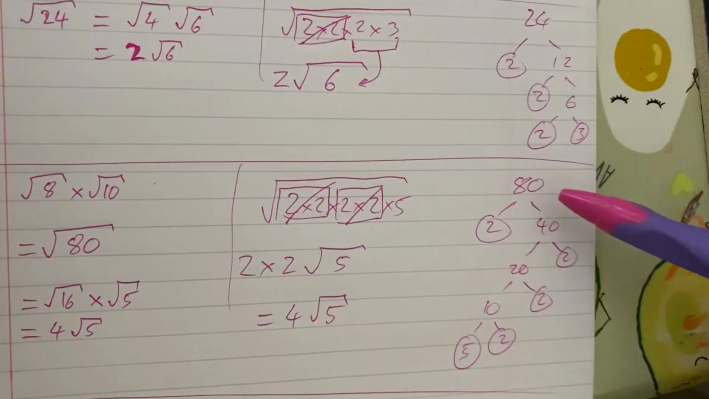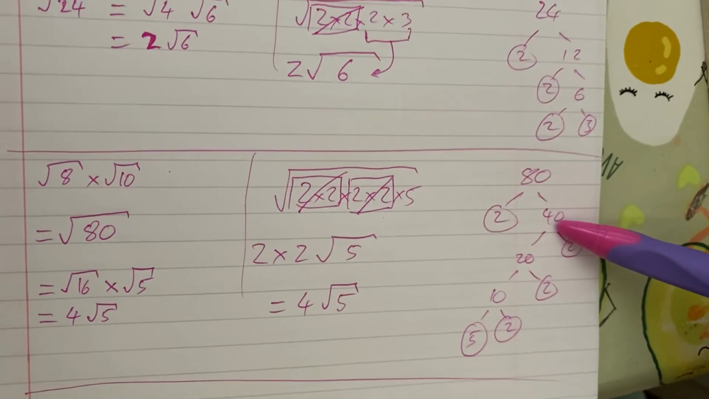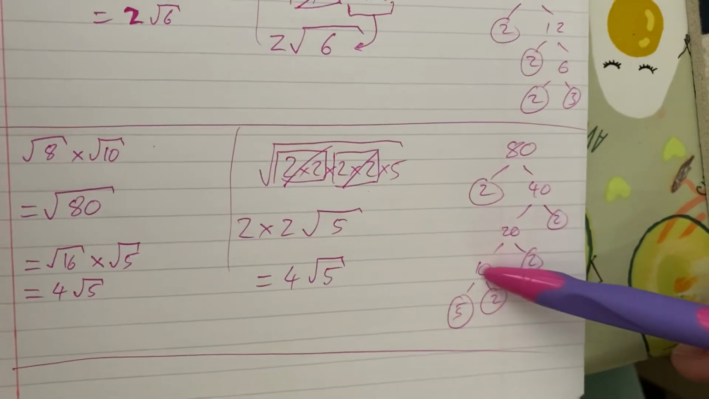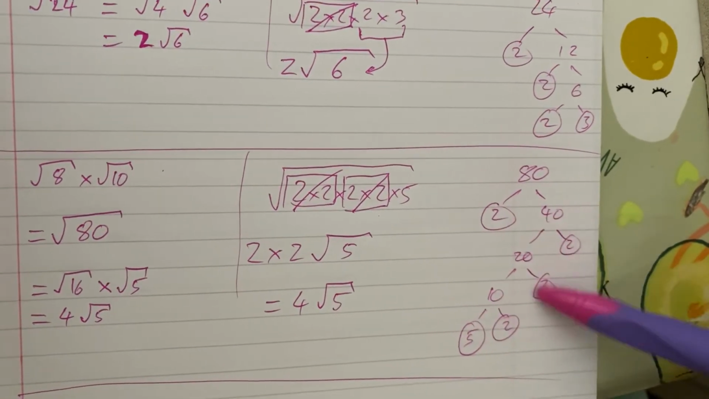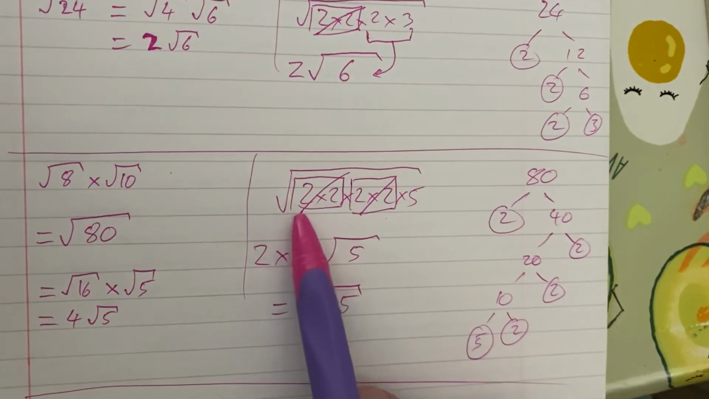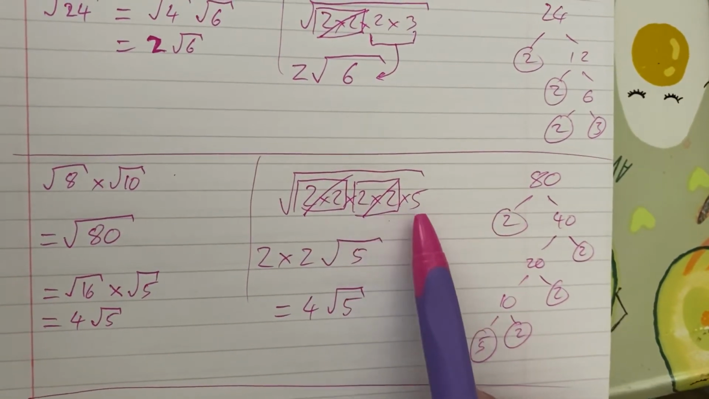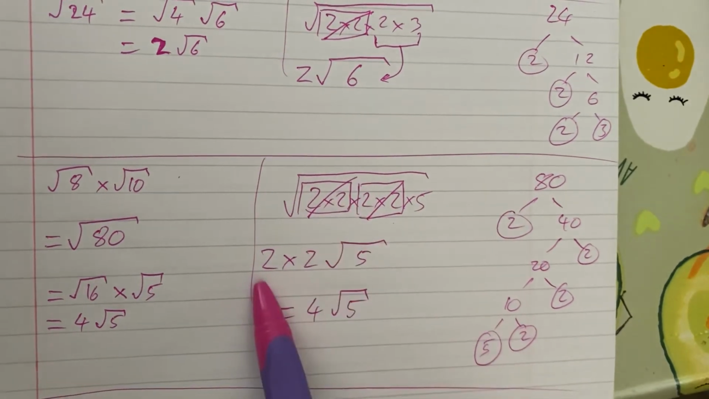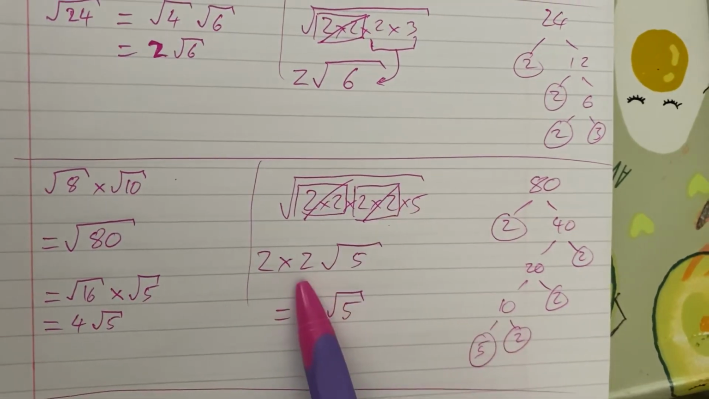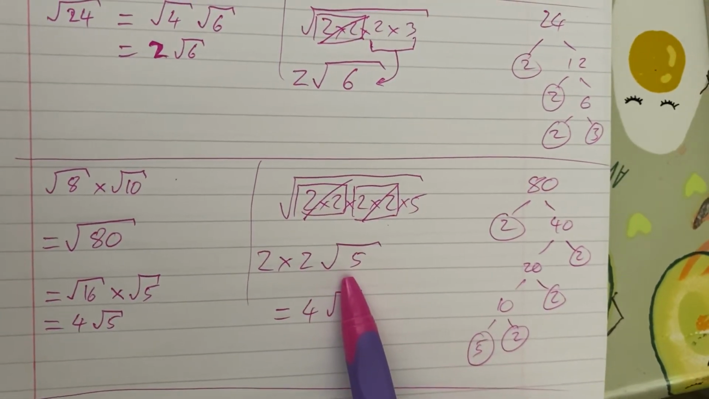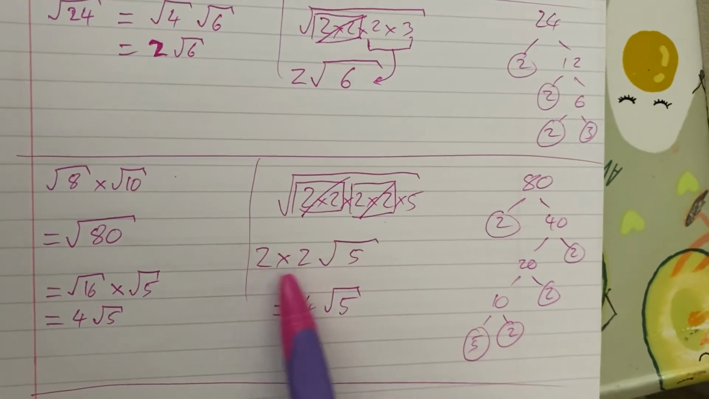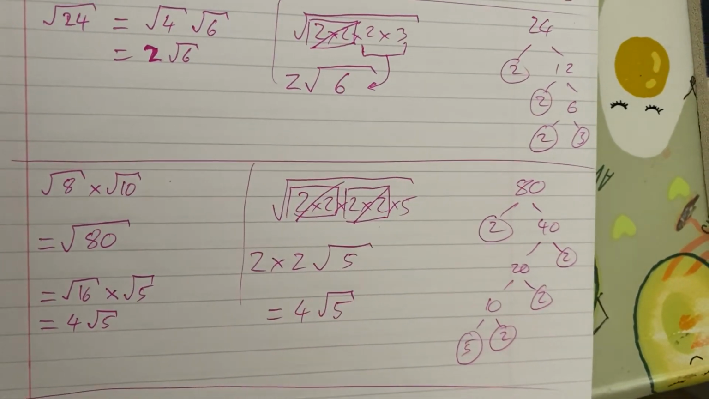Again, we can do it with the root prison. 2 times 40, 2 times 20, 2 times 10, 2 times 5, remembering to circle all the primes. So it's 2 times 2 times 2 times 2 times 5. 2 of them go for it, one of them makes it. 2 of them go for it, one of them makes it. The root 5 doesn't have a buddy, so he stays in the prison. So 2 times 2 is 4, so it's 4 root 5.